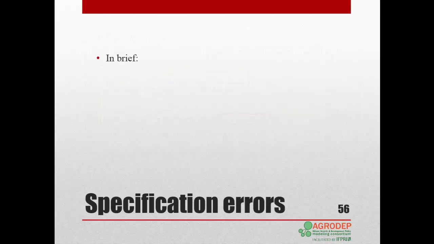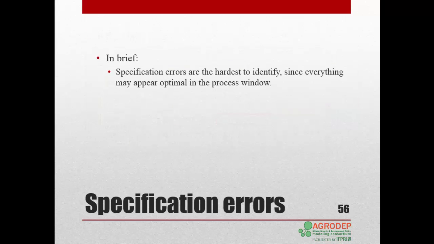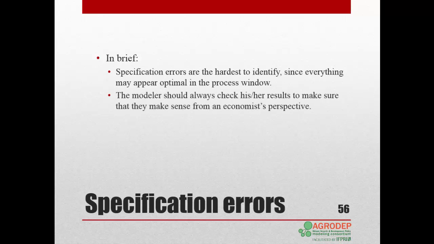In summary, specification errors are the hardest to identify, since everything may appear optimal in the process window. The modeler should always check that his or her results make sense from an economic perspective. So to solve specification errors, the user must understand well his or her economic model.